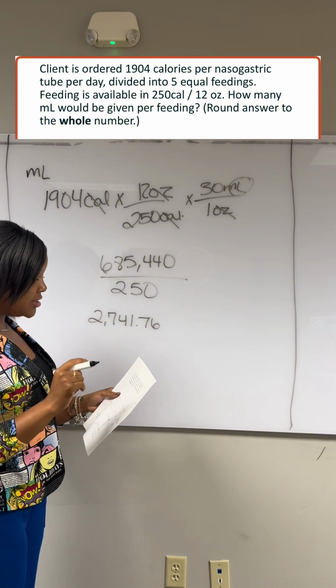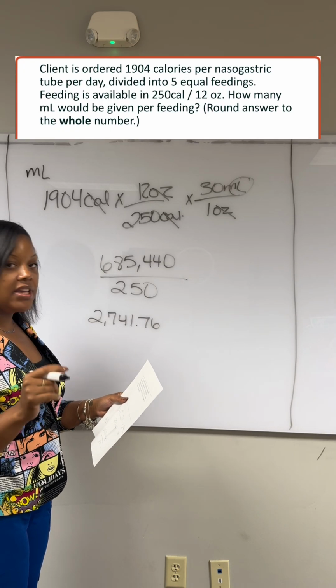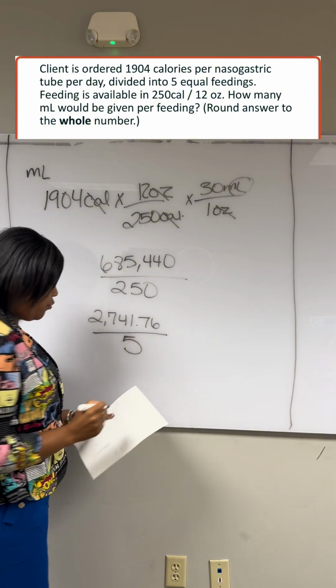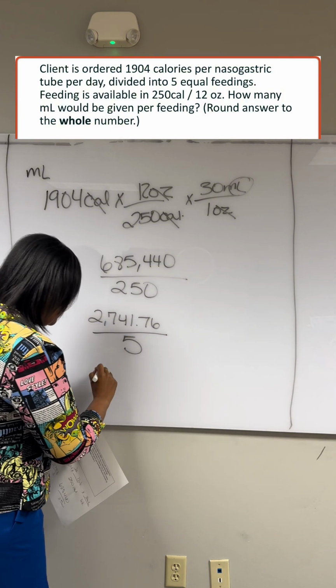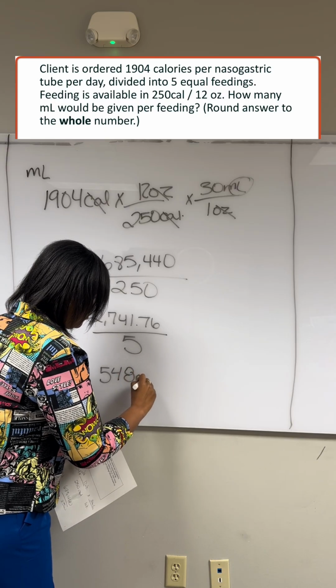So let's go back to the problem. It says that it's divided into 5 equal feedings. So what we have to do is take this number and divide it by 5. Once you divide it by 5, you should get 548 mLs.